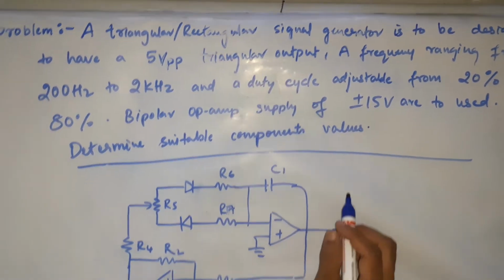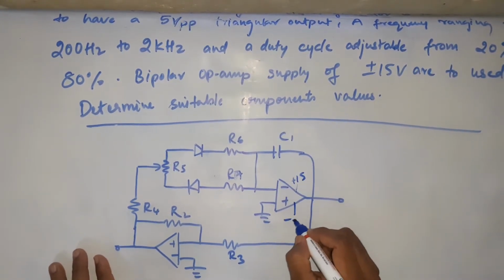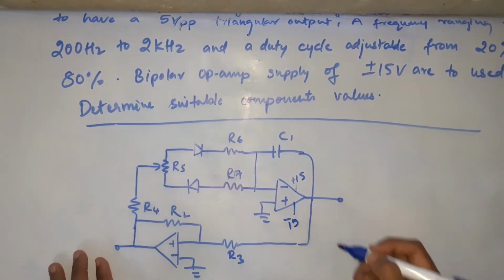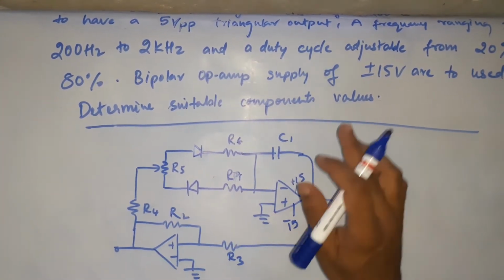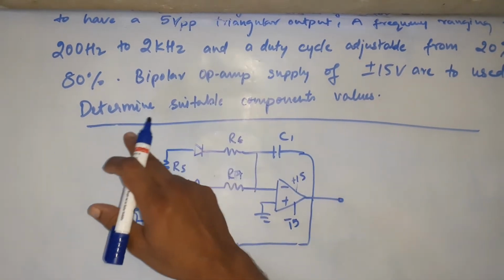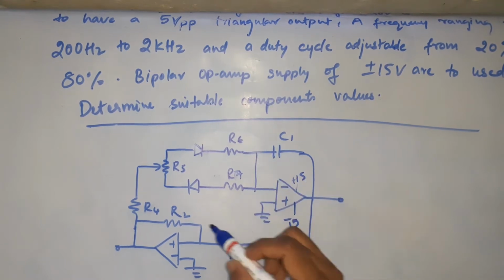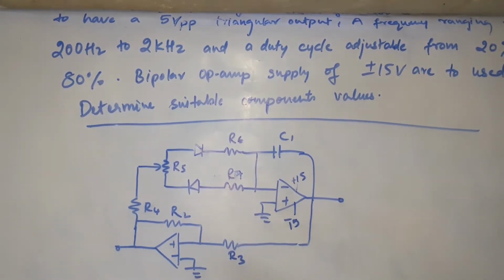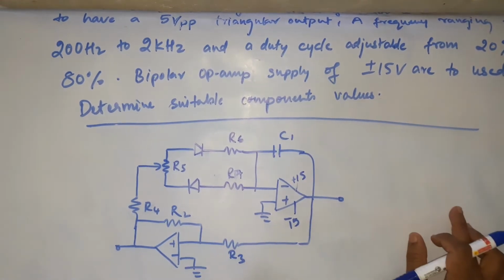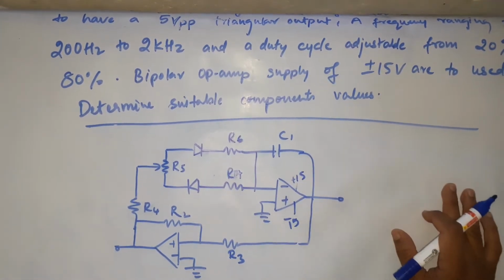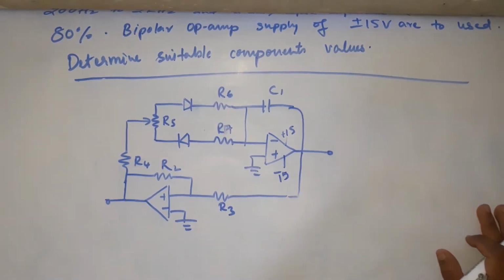This plus or minus 15 volt is here. This is plus 15, this is minus 15. Here also plus 15, here also minus 15. This is the meaning of supply voltage. You need to determine the suitable components. Means you need to calculate C1, R2, R3, R4, R5, R6, all the values. Before that I want you to draw this circuit diagram and then use the design given in your theory part. Use same design.